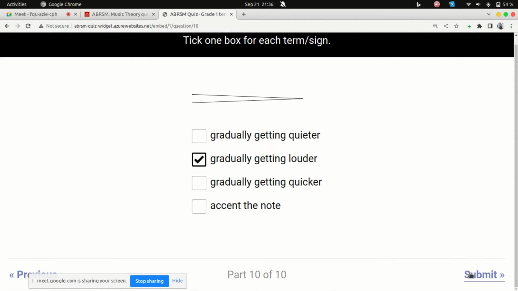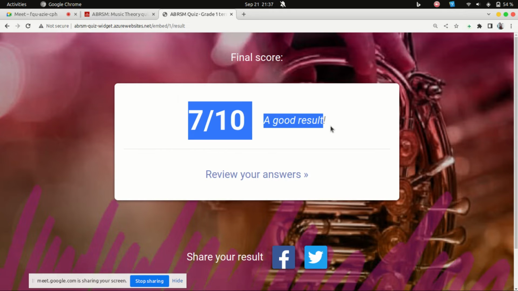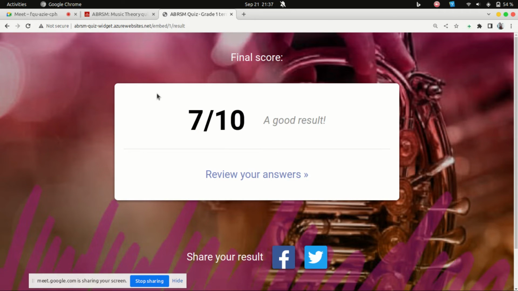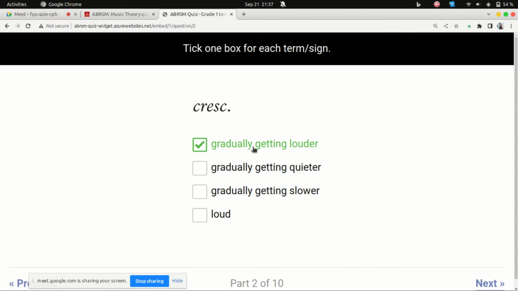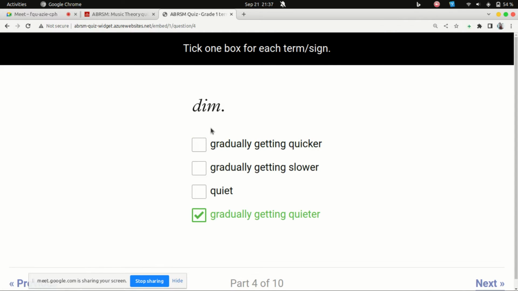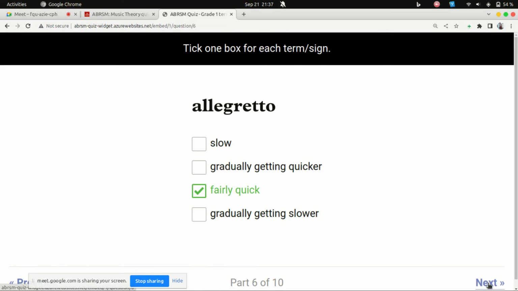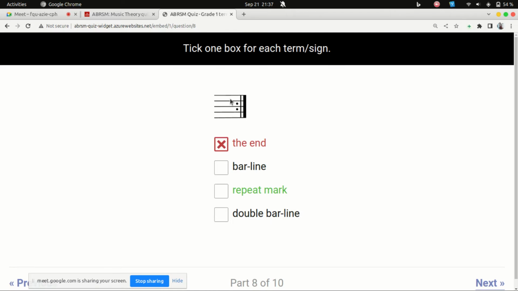Let's see. But Anne Mukundi has corrected the second last. So we want to see her score. This is 7 out of 10, which is a good result. Let us click on review your answers to see the ones that she got right and the ones she got wrong, so that we see the right answer. The crescendo is gradually getting louder. That was correct. This is 72 beats in a minute. That's correct. Diminuendo was getting quieter, and same with that. Allegretto is fairly quick. That was right. 112 crochets per minute. That's correct.